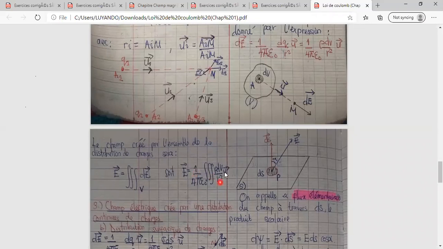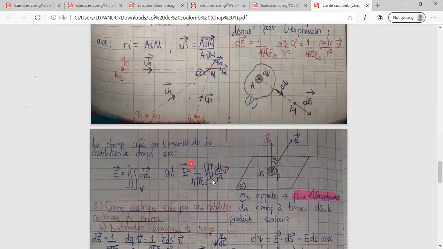So this is trying to show us that this is the champ produced by a small amount of volume, dV. So this is what we have here. The total champ, not dE, the total electric field, will be expressed in this form.